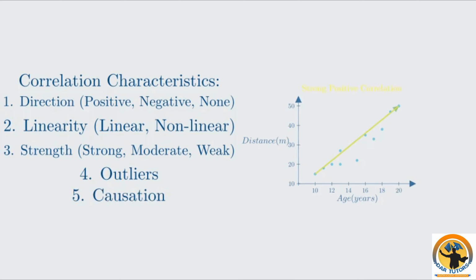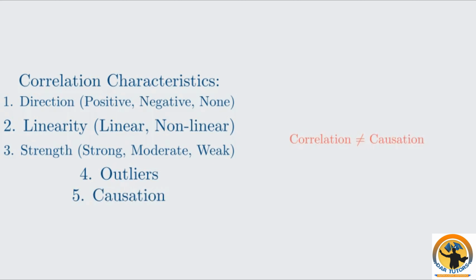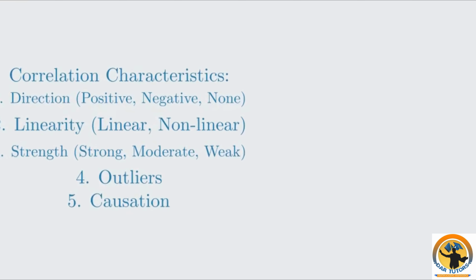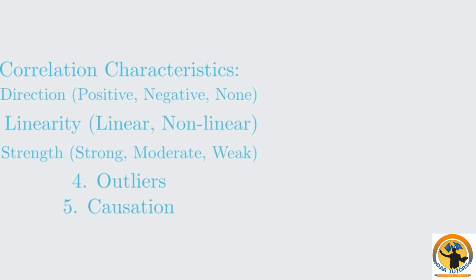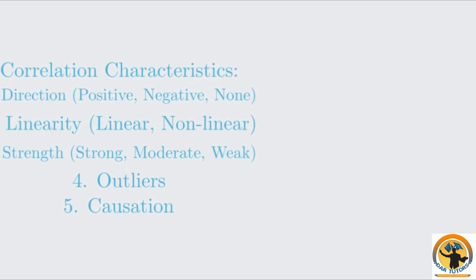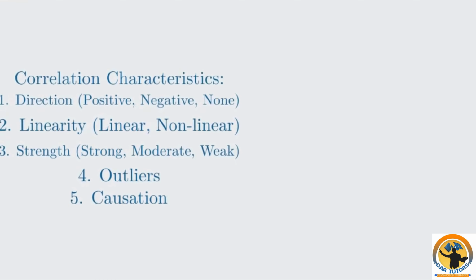Finally, causation. It's crucial to remember that correlation does not imply causation. Just because two variables are related doesn't mean one causes the other. For example, the number of ice cream sales and the number of drownings are positively correlated, but ice cream doesn't cause drowning. A third variable, temperature, causes both. So, to recap, we can describe the relationship between two variables by looking at a scatter diagram and considering its direction, linearity, strength, outliers, and the absence of causation.